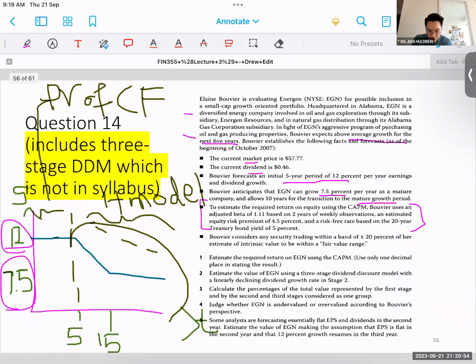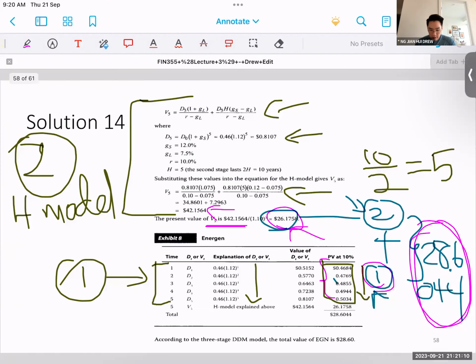Now, part 4: judge whether the share is undervalued or overvalued according to the perspective. The market price is 57.77, and what do we calculate? The total is 28. So is this overvalued, undervalued, or normal value?